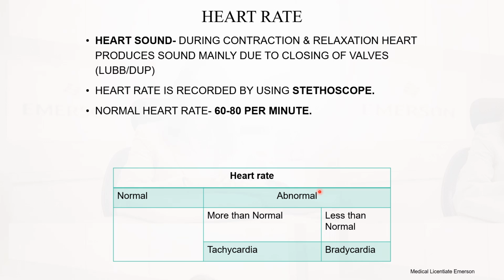Okay, then the heart rate can either be normal or abnormal. Abnormal can be more than normal, meaning more than 100, or less than normal, which specifically we consider less than 50 as less than normal, because we find that athletes, those who are actually athletic, can have a rate falling between 50 to 60. Okay, when the heart rate is more than normal, meaning more than 100, we call it tachycardia. When it's less than normal, meaning less than 60, we call it bradycardia.